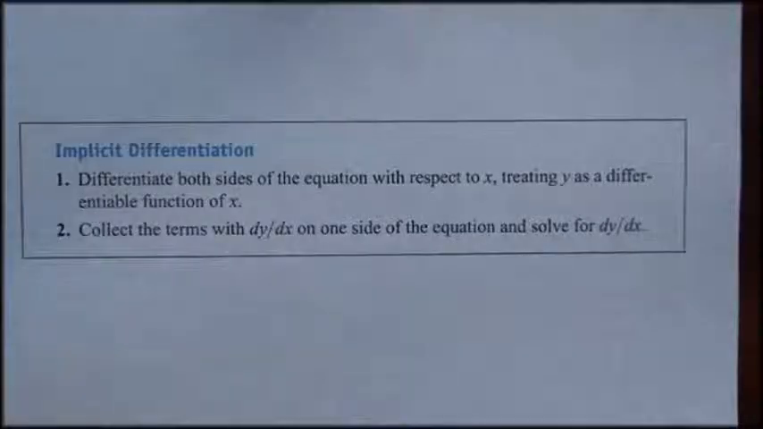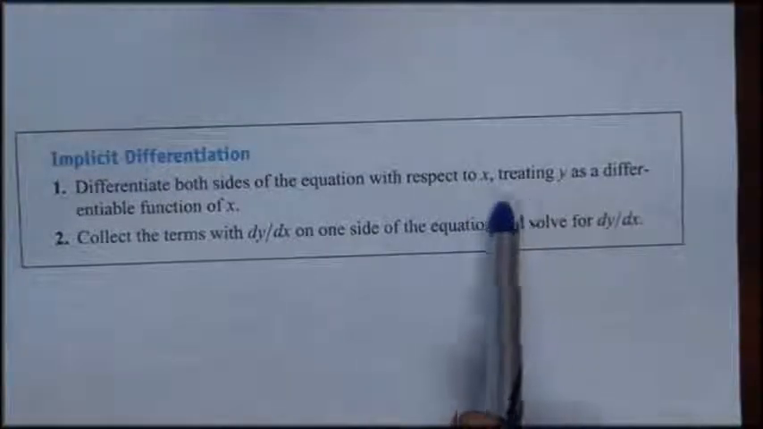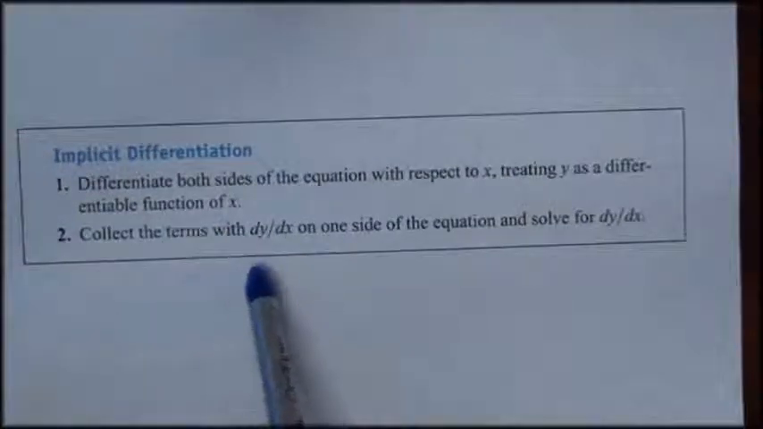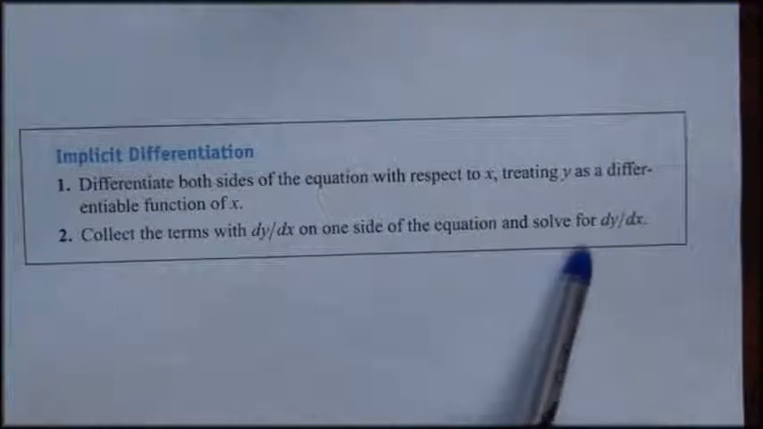And here are the steps for implicit differentiation. We'll differentiate both sides of the equation with respect to x, treating y as a differentiable function of x. We'll collect the terms with dy/dx on one side, and lastly we'll solve for dy/dx.